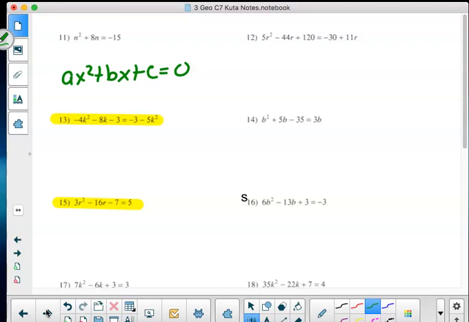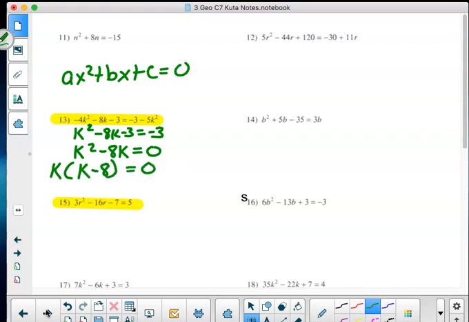So I'm going to add 5x squared to both sides, and I've got k squared. So I've got k squared minus 8k minus 3 equals minus 3. I'm going to add 3. k squared minus 8k. Oh, adding 3 gives me 0. So I've got 0. I can factor out a k. So I have k times k minus 8 equals 0. And now I'm going to use the zero product rule. k is equal to 0. Boy, that was nice and easy. And k minus 8 is equal to 0, so k is equal to 8.